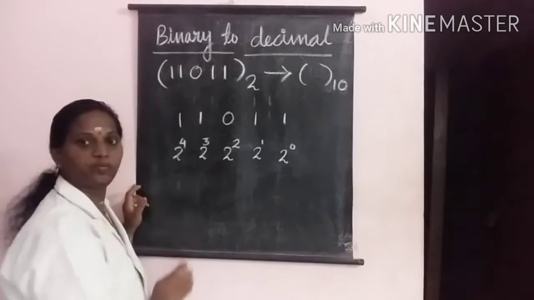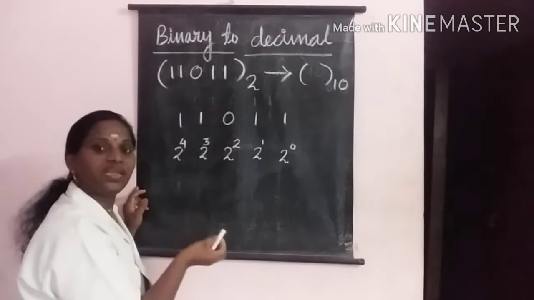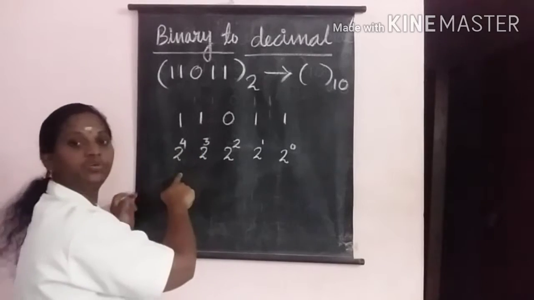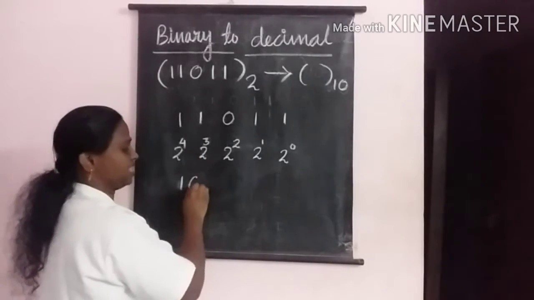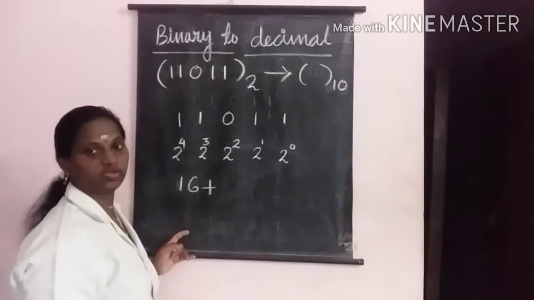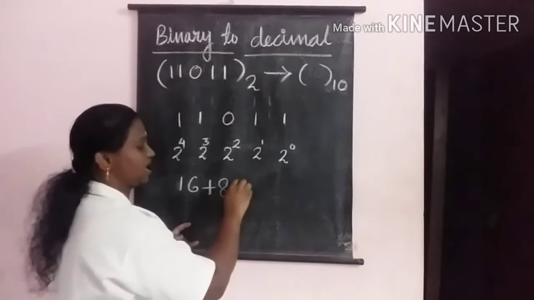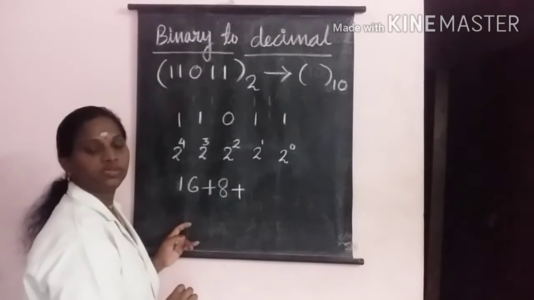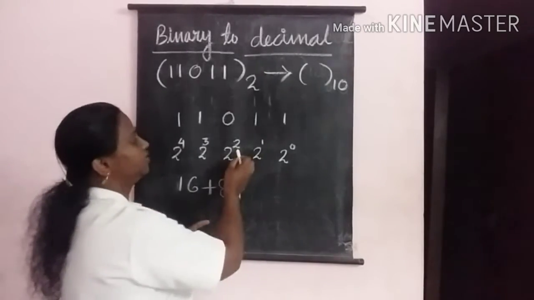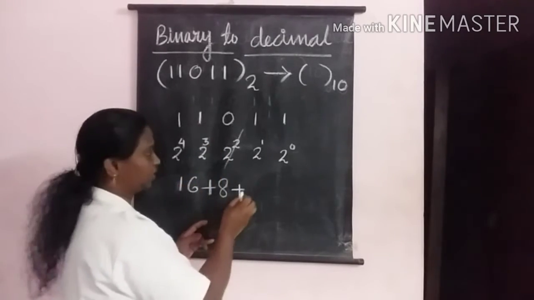Okay, so what is 2 raised to 4? 2 to the power 4 is equal to 16. So, when you multiply any number by 1, the answer will be the number itself. Okay, so 1 into 2 raised to 4 is equal to 16. So, you can write 16 plus 1 into 2 cube. 2 cube is equal to 2 into 2 into 2. That is equal to 8. 16 plus 8. Plus 0 into 2 square. When you multiply any number by 0, the answer will be 0. So, no need to do these steps. Okay, because it is multiplied by 0, that is 0.